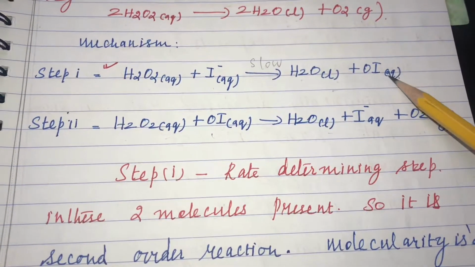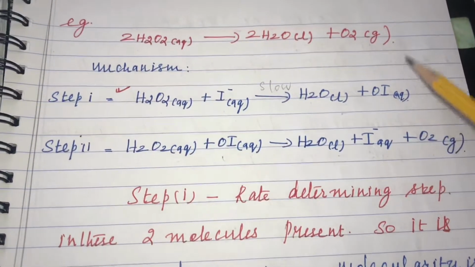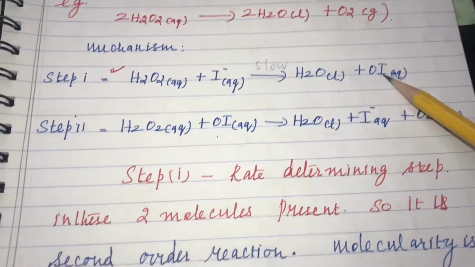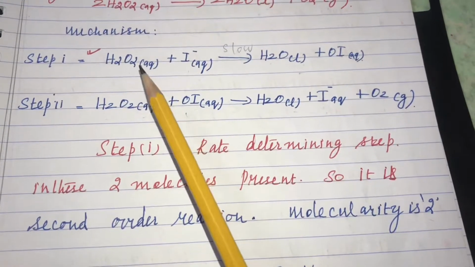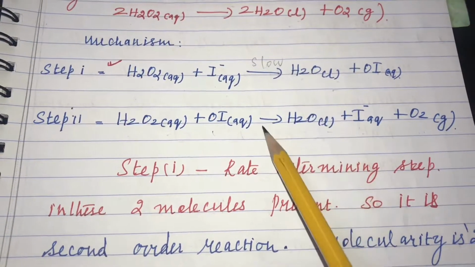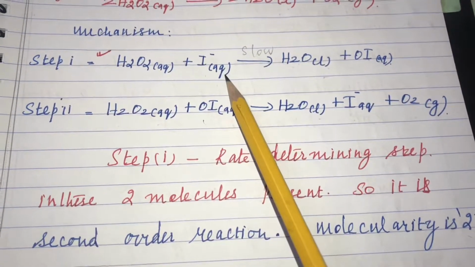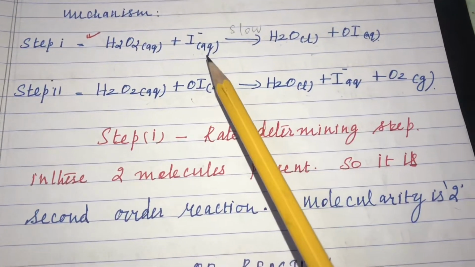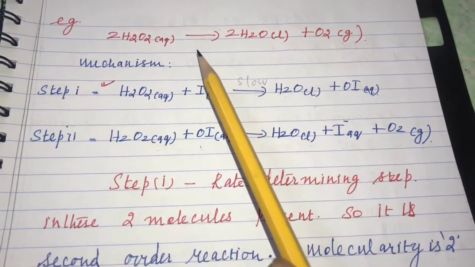Here the reaction takes place in two steps. This is the mechanism of this reaction. The first step is the slow step and the rate determining step. In this, only two molecules are present. So, the molecularity is 2 for this reaction and it is second order.